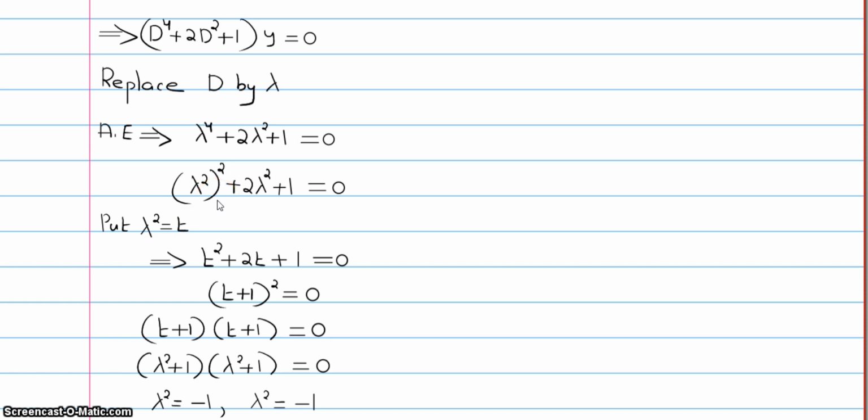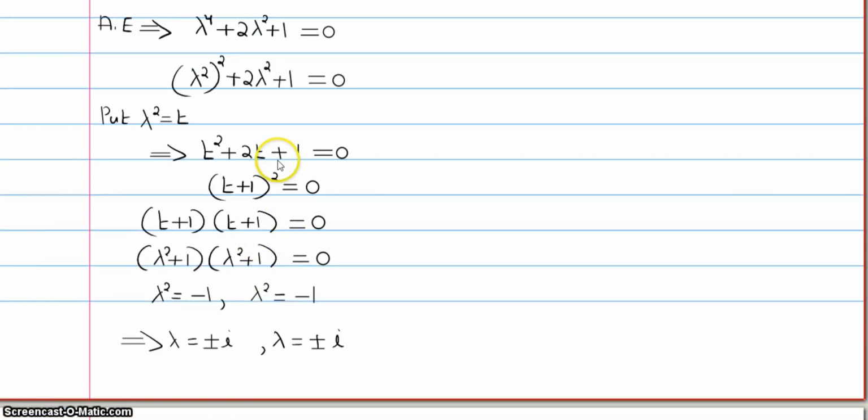For finding the roots, either we can directly use a calculator, otherwise we can use this method. I am taking lambda raised to 4 as lambda square, the whole squared. Replacing lambda square by t, we will get a quadratic equation t square plus 2t plus 1 equal to 0, which is the expansion of t plus 1 the whole squared. So it can be written in the form t plus 1 into t plus 1 equal to 0.